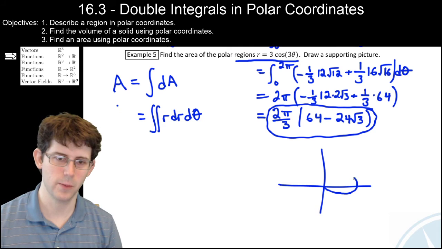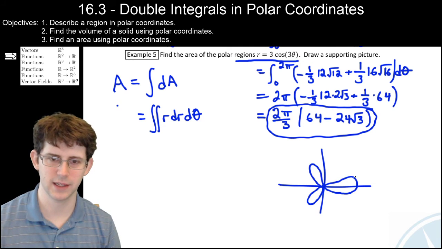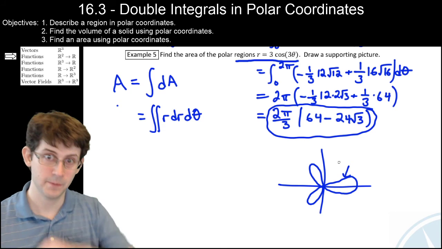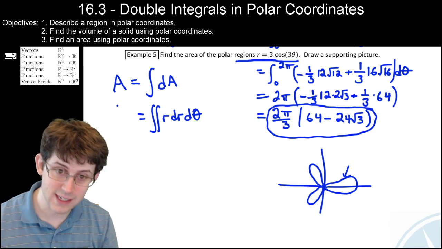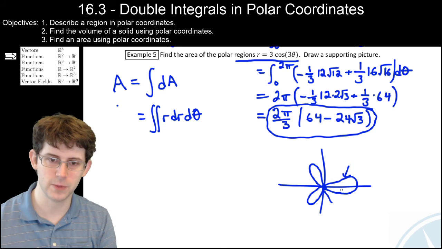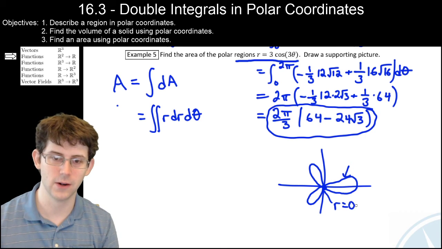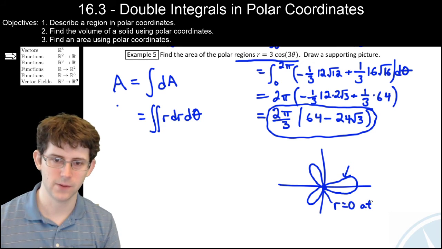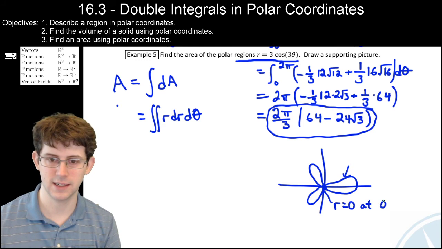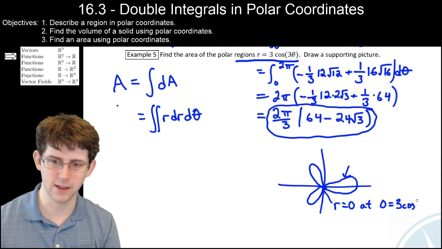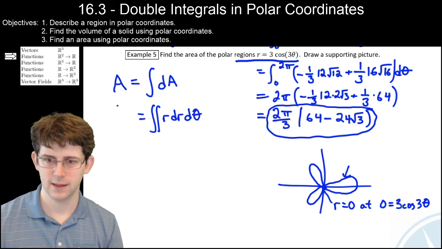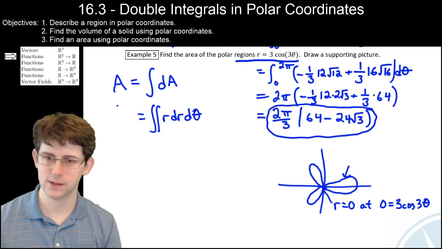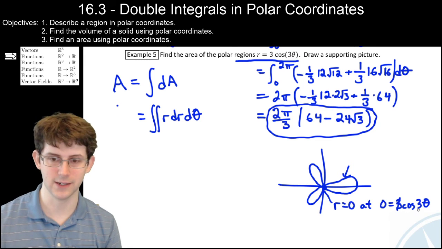Let's do this little loop here. Apparently the loop actually looks like this, but let's just do this loop. The bounds are, well, where does this start and end? The loop starts and ends where r equals 0. So let's try to find where that happens. It's 0 equals 3 cosine 3 theta. That means, okay, either 3 is 0, no, or cosine 3 theta is 0.